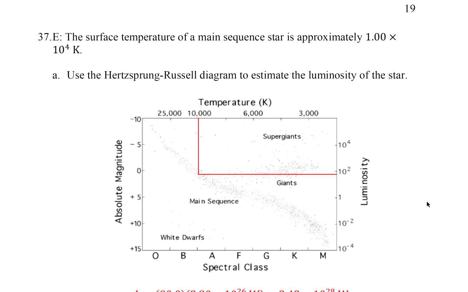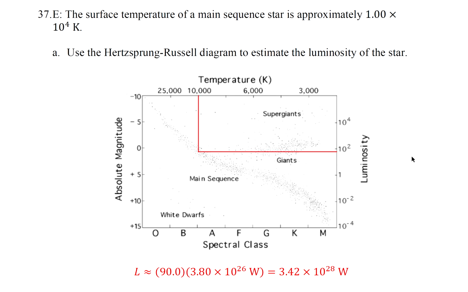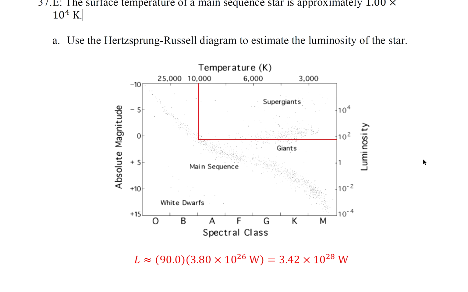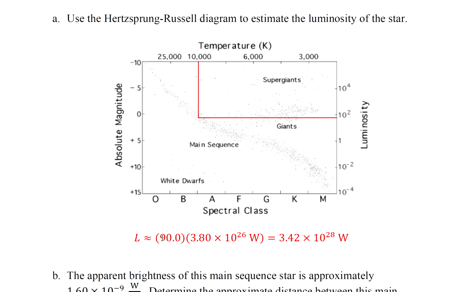Question 37. The surface temperature of a main sequence star is approximately 1 times 10 to the 4 K. Part A, use a Hertzsprung-Russell diagram to estimate the luminosity of the star. So once again, we're going to go to 10,000 K on the graph. And then we're going to go down. Once we hit this main sequence strip, we're going to go to the right, and that's the luminosity. It's about 10 to the 2. It's like close to 100. So that's where we get this 90.